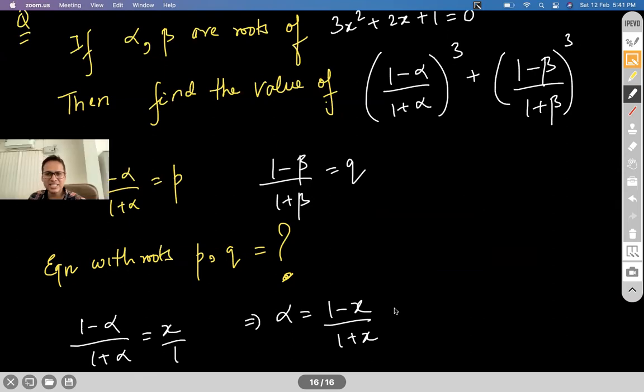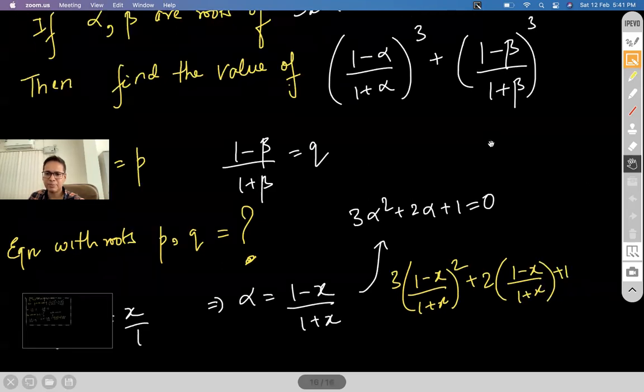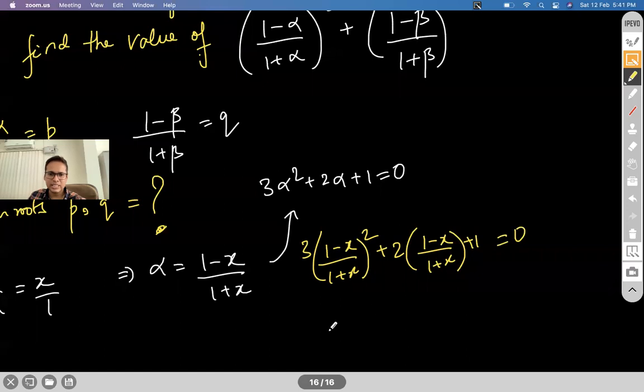Okay. Now put this in your original equation. So the original equation, that is 3X square, that will be satisfied by alpha, right? So put it over here. So you'll end up getting 3 (1 minus x by 1 plus x) whole square, 2 (1 minus x by 1 plus x), plus 1, okay, and put it to 0. So multiply throughout with (1 plus x) the whole square, that will give something like this.